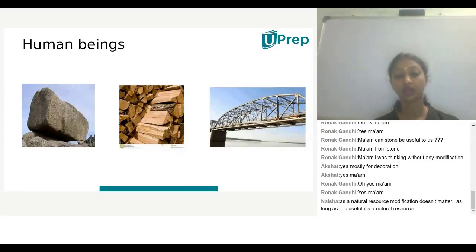So when we see the stone, wood, and everything, all these play a major role. All this is due to the wise thinking of human activities, wise thinking of man. What do you mean by wise thinking? Clever thinking.